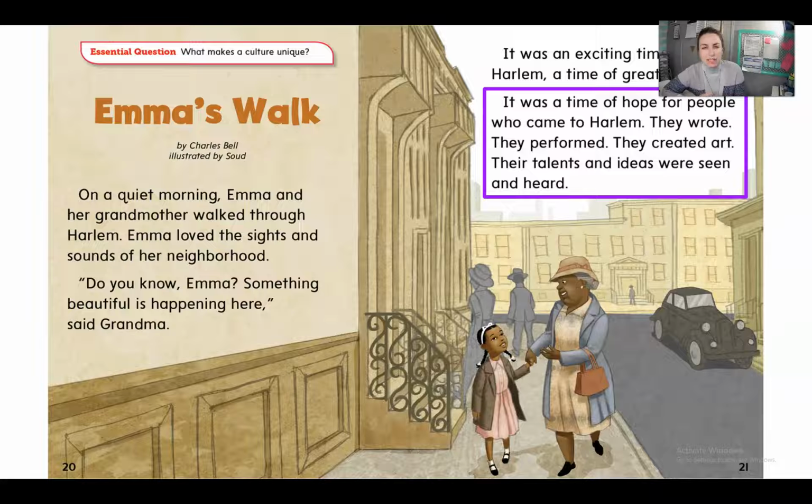Maybe I can think of a synonym for talents. So they're writing, they're performing, creating art. These are all things that people have as skills. So maybe I can try skills instead of art, or instead of talents. Their skills and ideas were seen and heard. Yes, that makes sense. Now it's not just one single thing like art, but it's lots of different types of skills.